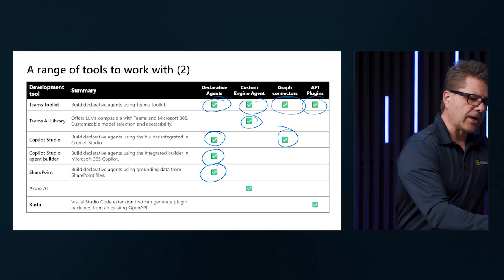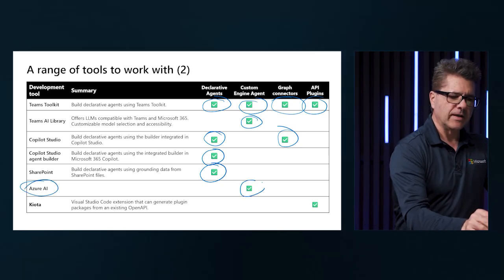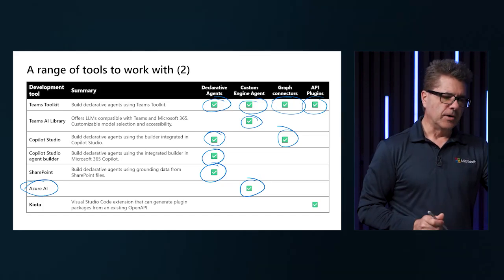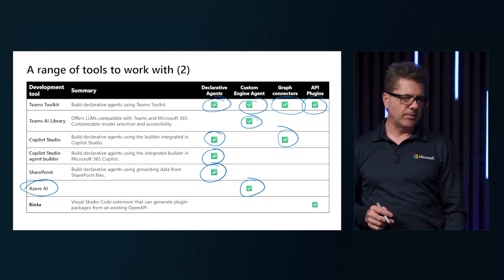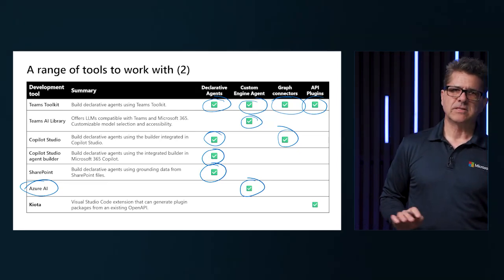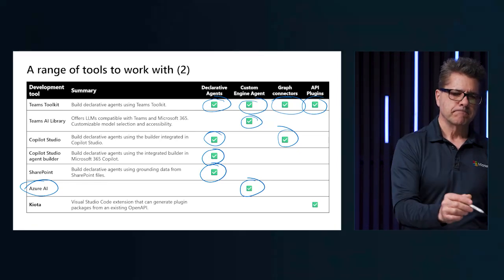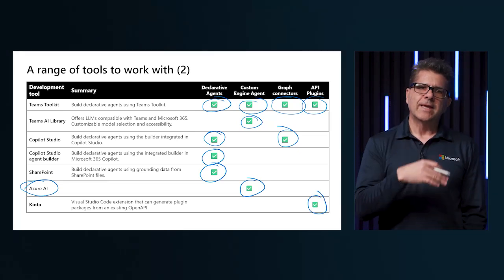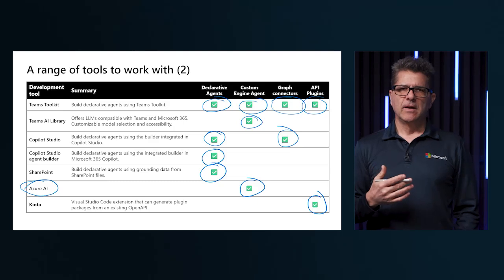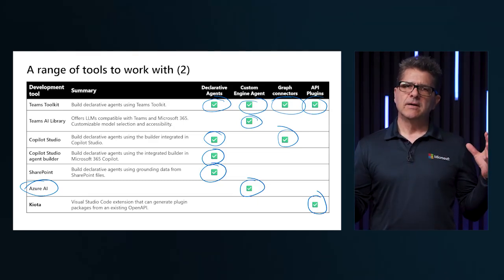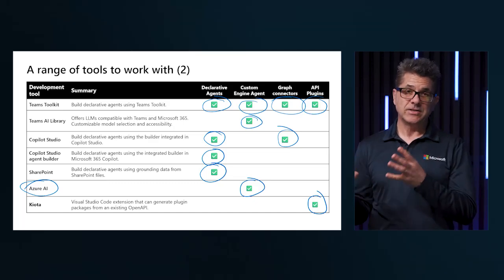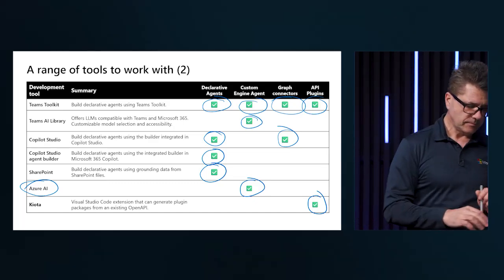Now, if I want to use Azure OpenAI, we are going to be looking at custom engine agents. And finally, I can also use third parties. So if I look at Kyoto, for example, I want to be able to generate a specific plugin. Well, API plugin. There we go. So I can have a choice based on the complexity or based on the extensibility that I want my Copilot to take shape. In this case, my agents to take shape.